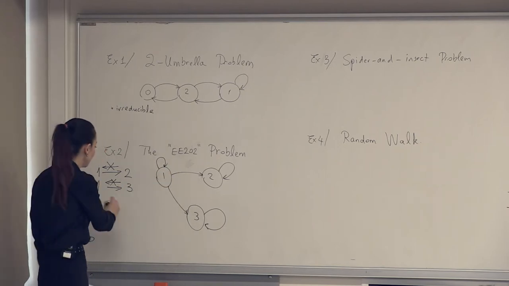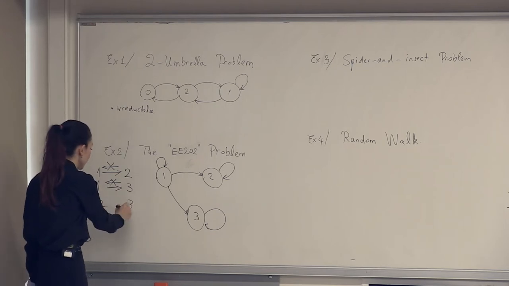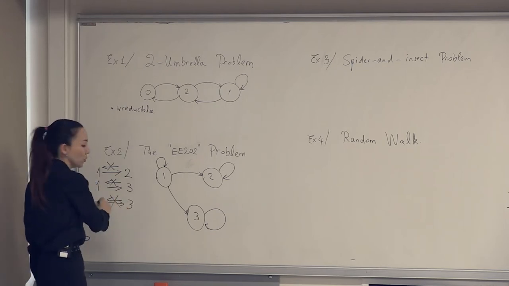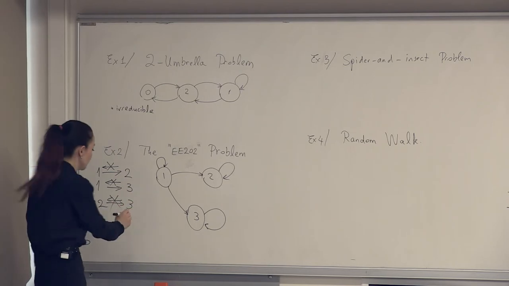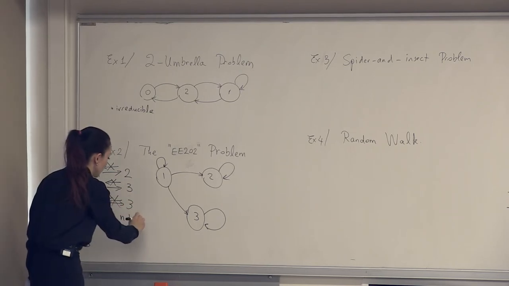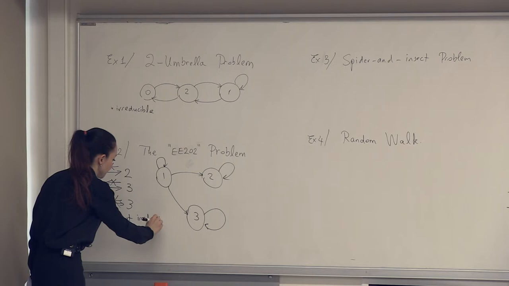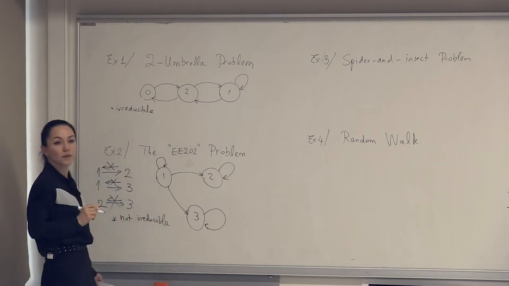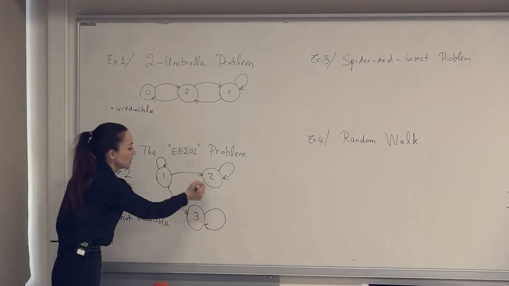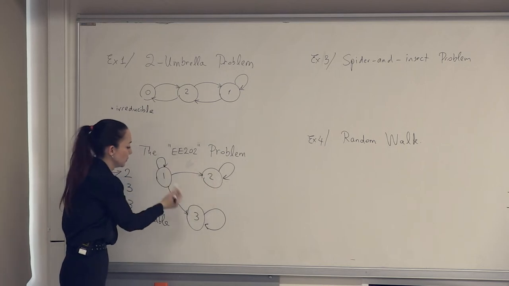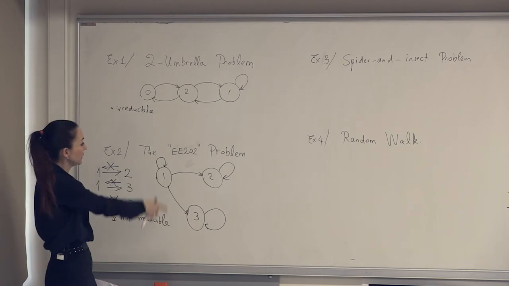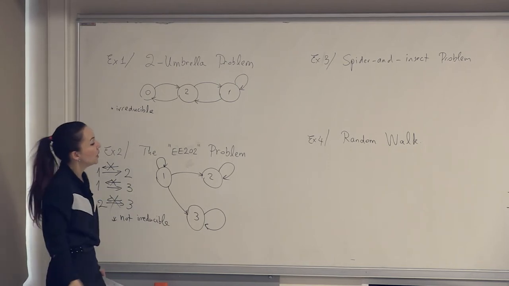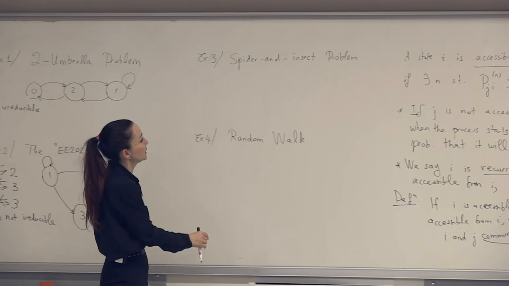Does two communicate with three? No, not at all. Okay, so in this case, the Markov chain is not irreducible. So this piece, two, does not communicate with the rest. Three does not communicate with the rest. Later on today, we will see the implications of this. Let's move on to the spider and insect problem.